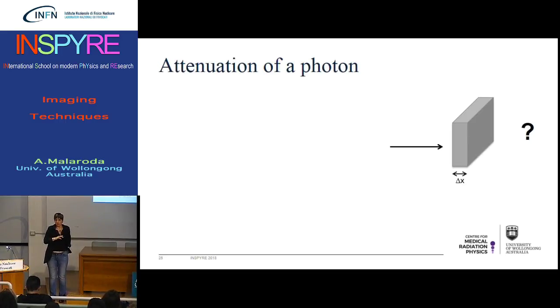So now we know how to create gammas. And we know how they interact. So my question to you is, if I got 1 photon incident into a slab of material of thickness delta x, what is going to happen to that photon?